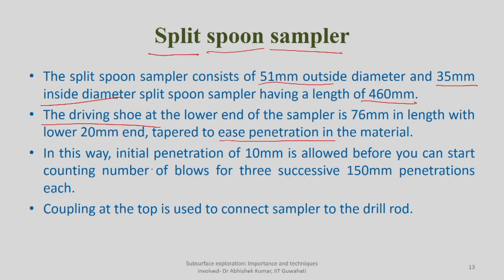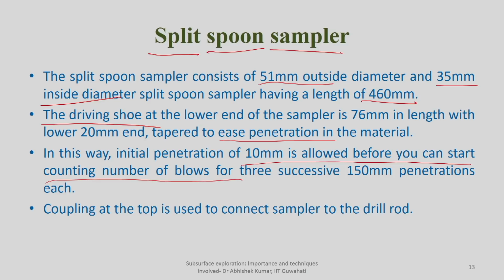Then an initial penetration of 10 mm is allowed before you start counting the number of blows, because in that first 10 mm even your test setup will induce some kind of disturbance. At times you may also have some weathered material, or some local concretions and small stones, which are not part of the in situ soil, to be very precise.